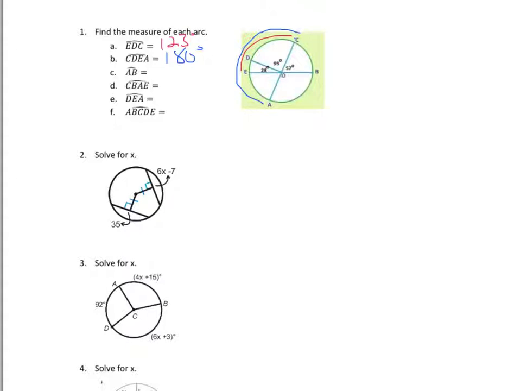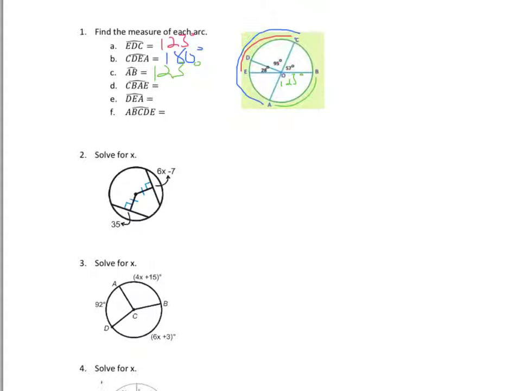Now arc AB, there's a couple ways to figure out what that is. One of those ways is to realize that this creates a vertical angle with this angle, right? So this arc has to be the same as the one we found in A. Or you could recognize that CBA here is 180 degrees, so you could subtract off 157, and you know that this is 123 degrees. So arc AB is also 123 degrees.